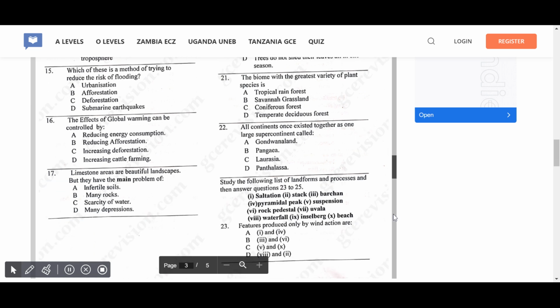Question 22. All continents once existed together as one large supercontinent called... The answer is B.